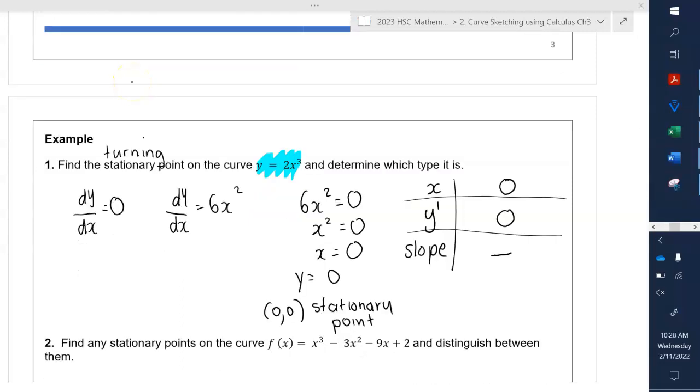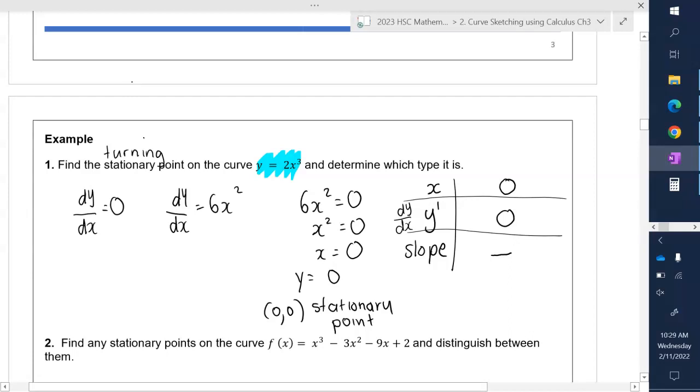So what I've just drawn up to the right here is a little box that can help us find the slope of our function either side of our turning point. So I popped x, a y dash. Notice not y, it's y dash or dy/dx, same thing. We want to have a look at what is happening to our first derivative either side, and we want to have a look at the slope. So at 0, our dy/dx is also 0, and there isn't a slope because that's our turning point.